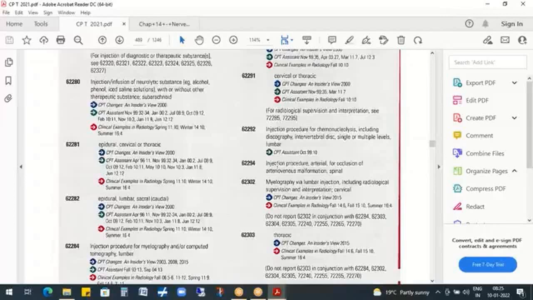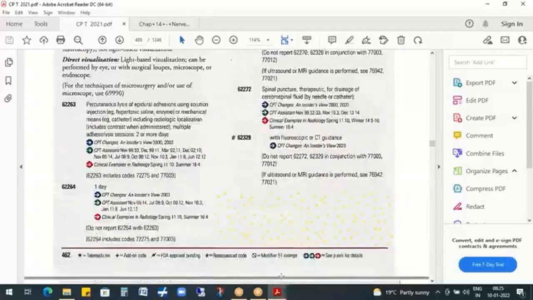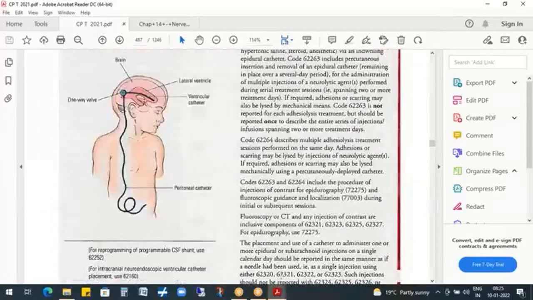I am telling you the key terms that you need to implement in the questions. Always see below the codes. The parenthetical note plays a major role in surgery. Don't forget that one, the parenthetical note. Go for brain related procedures.